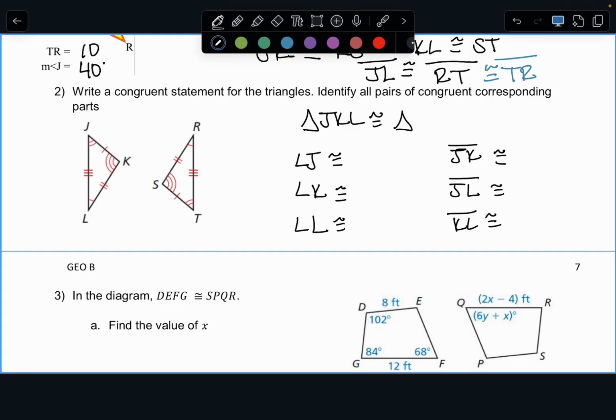Stop kicking my desk. Everything right? Wait, what are we doing? You're doing number 2.